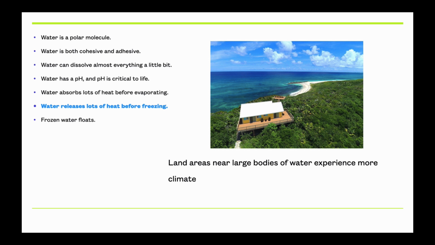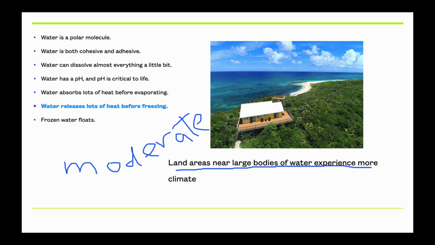And I just noticed I forgot that word. So this should read, land areas near large bodies of water experience more moderate, M-O-D-E-R-A-T-E. Okay, I forgot that word. So land areas near large bodies of water experience more moderate climate. Okay, sorry about that, just noticed it.